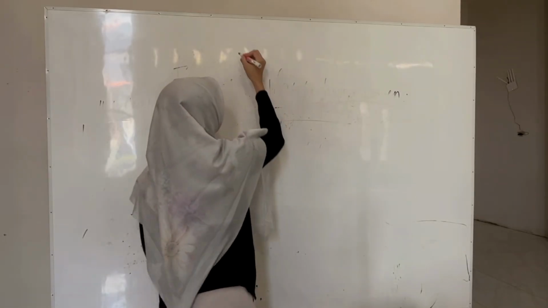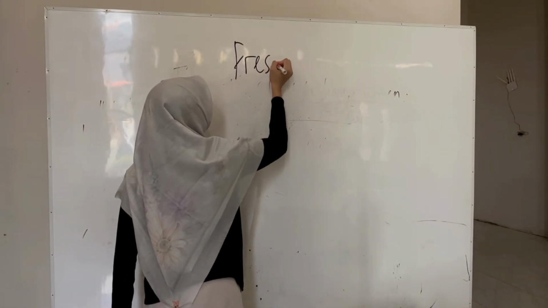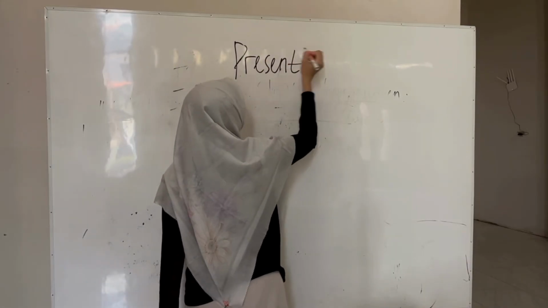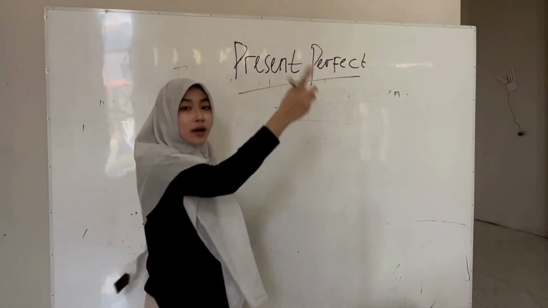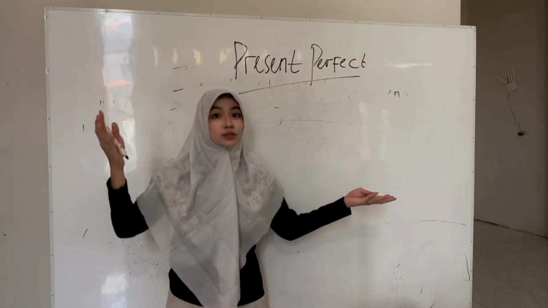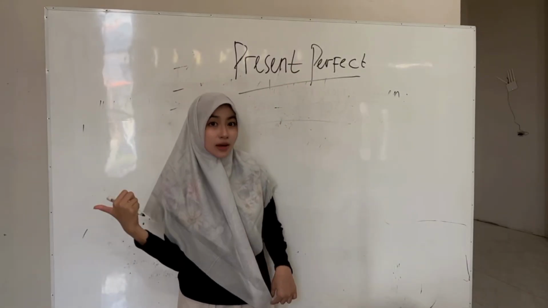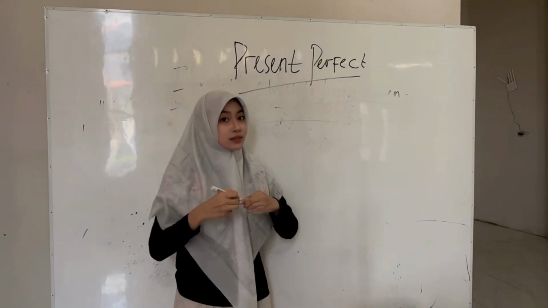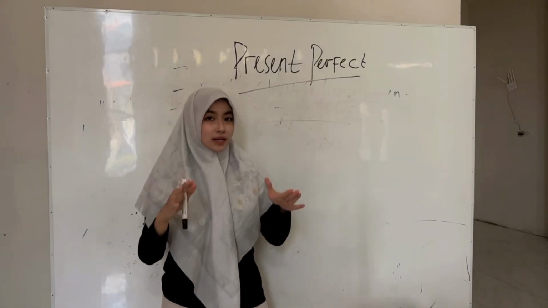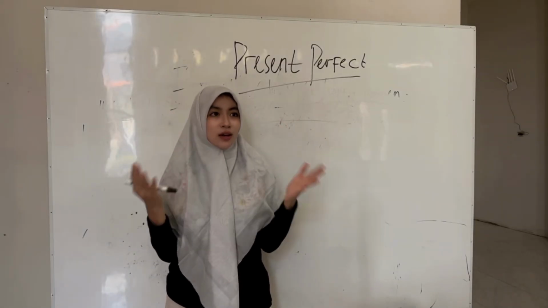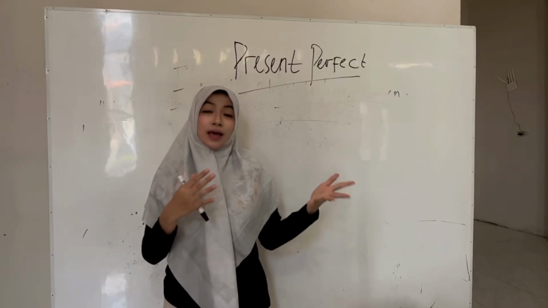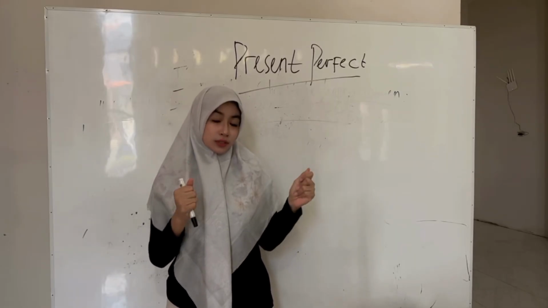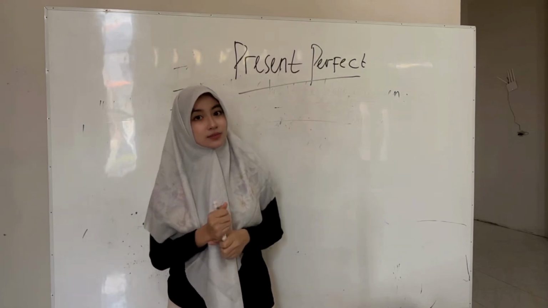Present perfect. Well, so present perfect is used to talk about something that happened in the past and has affected the current moment, but the time is unspecific or unknown, or the time is not important. When it happened is not that important, so we focus on the actions.